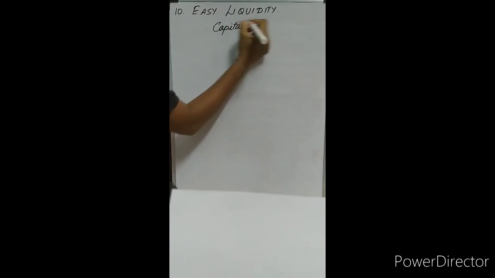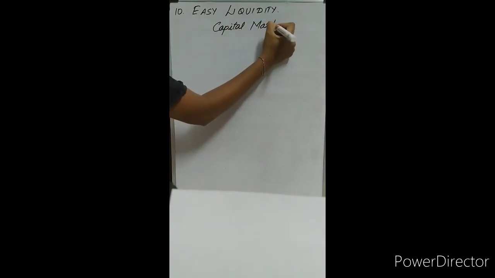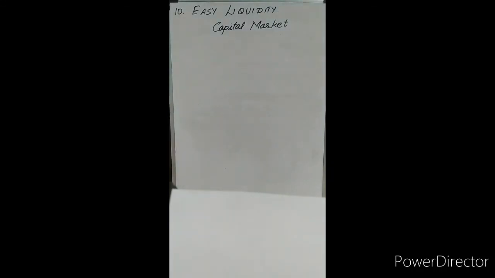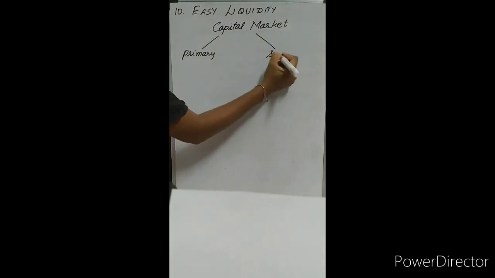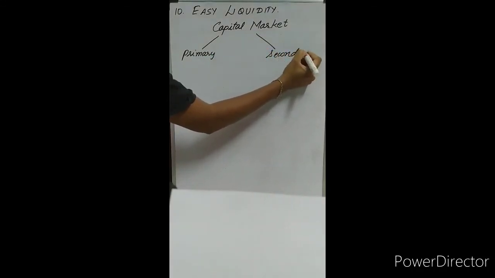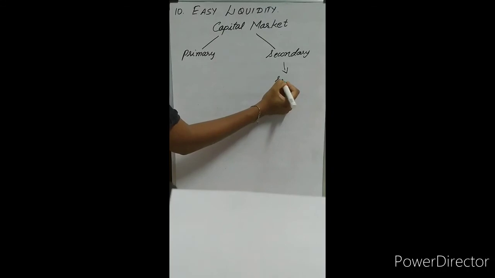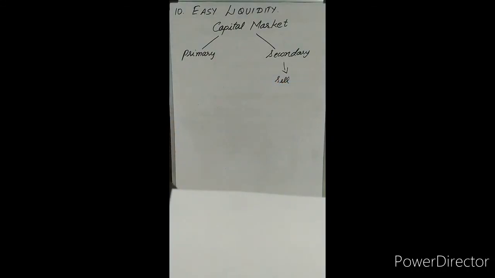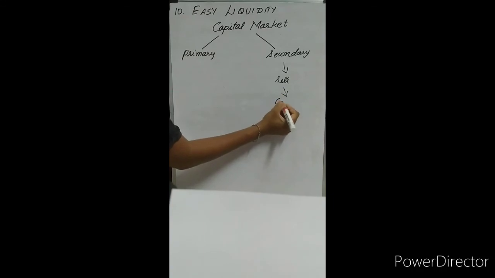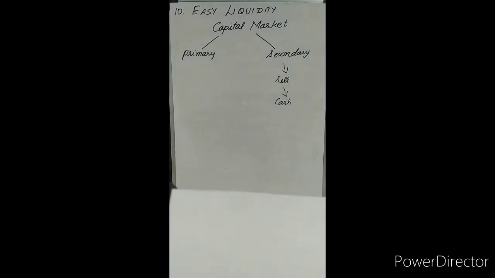The 10th point is easy liquidity. With the help of a capital market, an investor or a company can easily convert their stocks and bonds into cash. A capital market deals with two types of market, that is primary, the new issue market, and secondary. With the help of the secondary market functioning in a capital market, investors can sell their holdings of stocks and bonds and convert them into easy cash when and wherever they require.